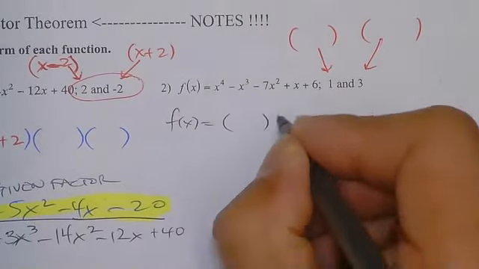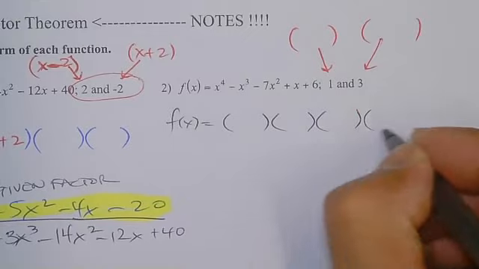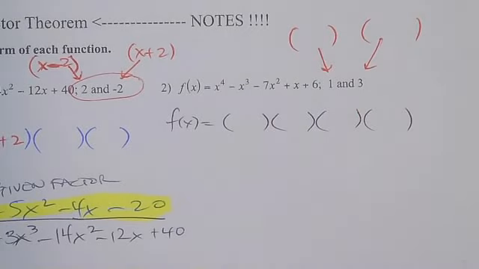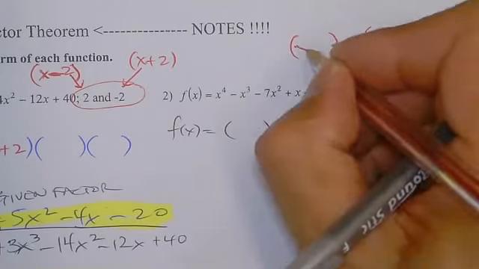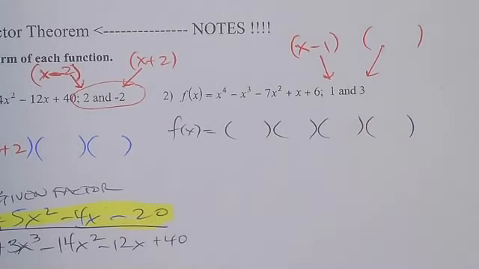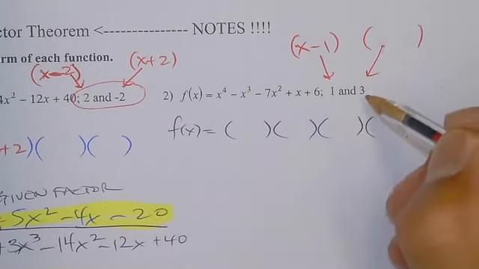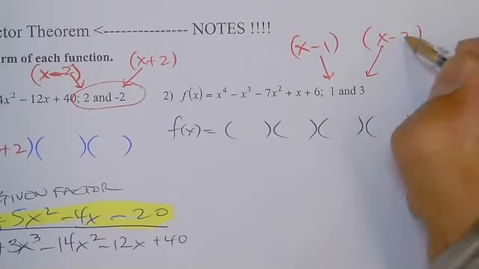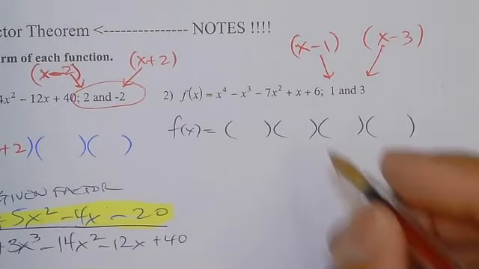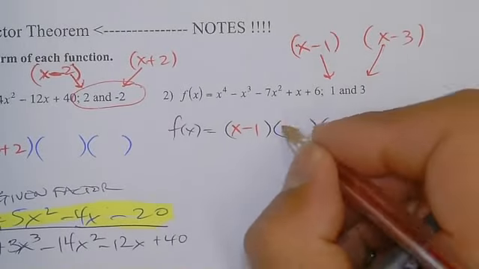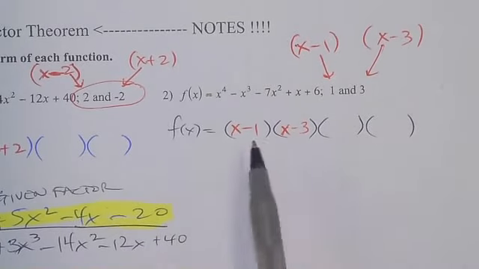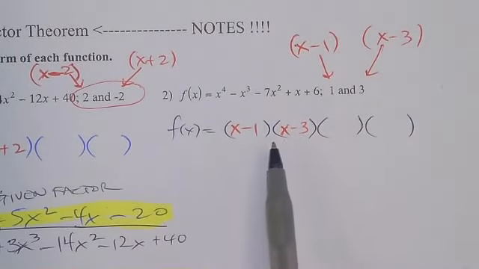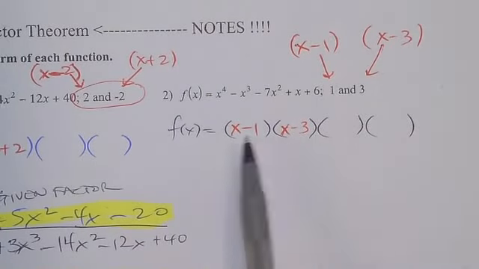You guys can practice the long division on your own. So we know that this is going to be degree 4 because it's to the power of 4. And the 2 that are given are, if the zero is 1, that's x minus 1. And if this one's positive 3, it's x minus 3. They're giving you 2 of them: x minus 1 and x minus 3.